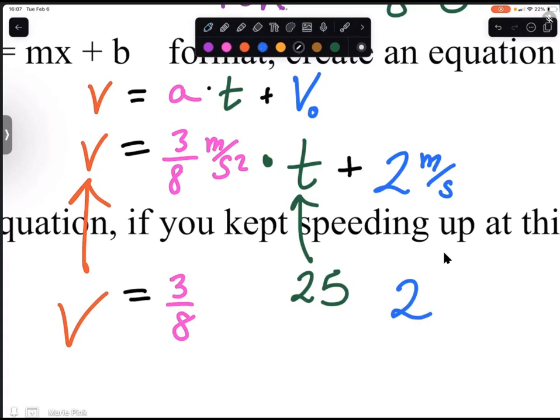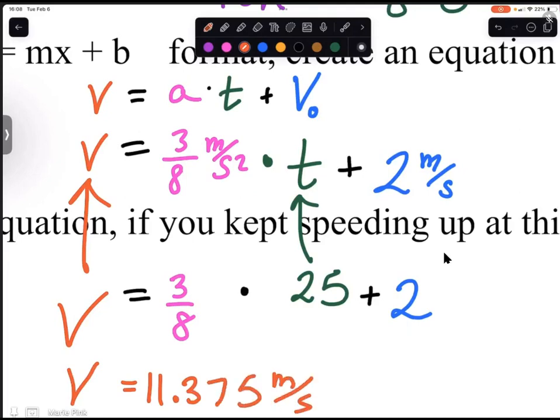And then I just need to put in my math symbols. And I'm going to leave out the units for right now. So I'm going to have 3 over 8 times 25 plus 2. And so I get a velocity of 11.375 meters per second. So this is how you use the equation for the graph to go ahead and find a velocity at a time in the future that is not on the actual graph.